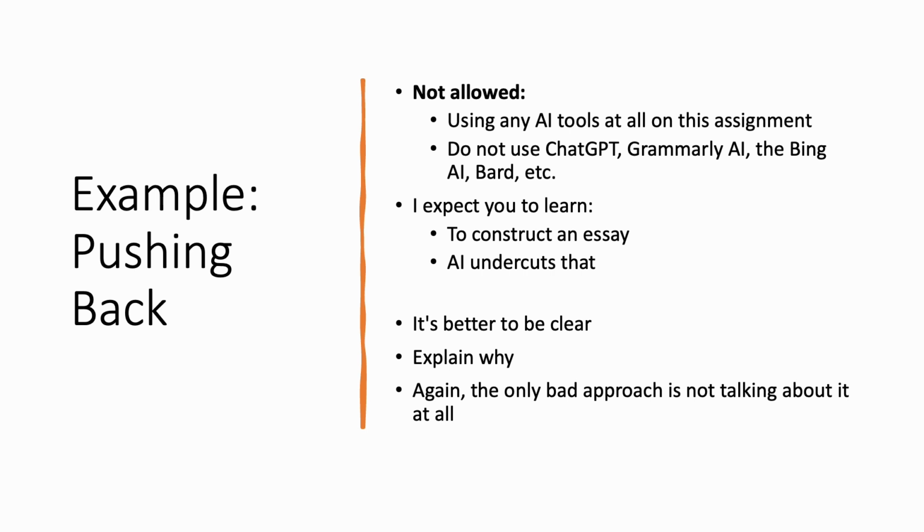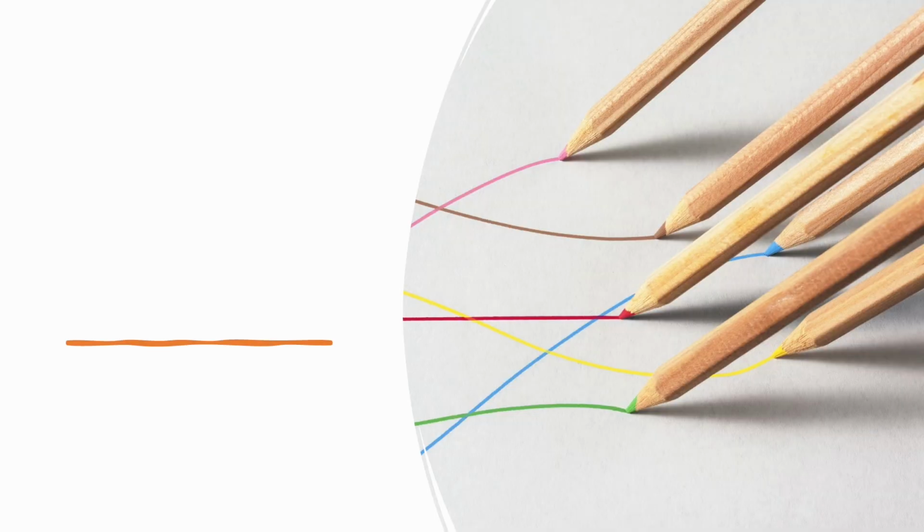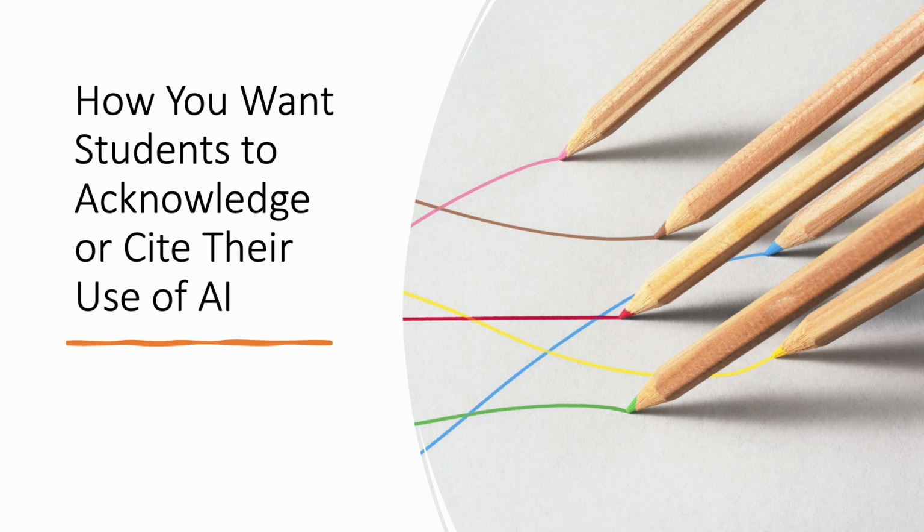This is, again, an opportunity to explain why. You can say, I expect you to learn this, and here's why AI undercuts that. Right? Again, I think the only bad approach is not talking about it at all. So if we embrace AI, then we also need to tell our students how to cite, reference, and acknowledge their use of AI.